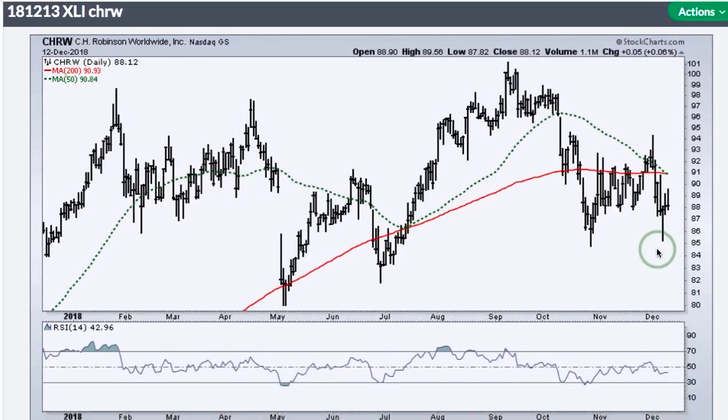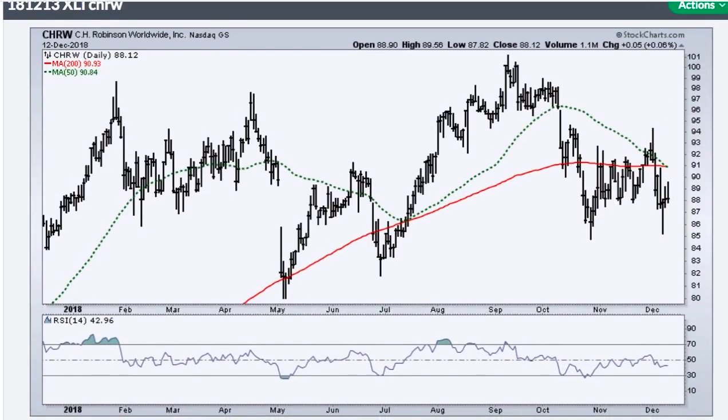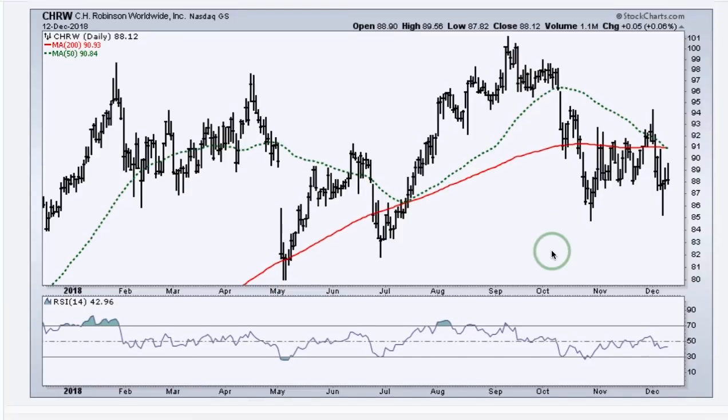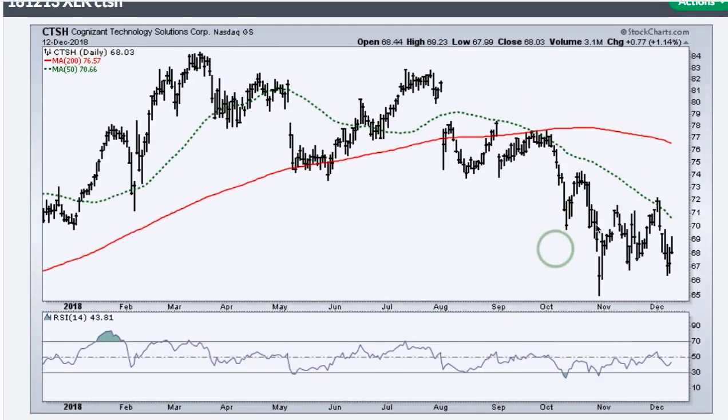And then we look at Chiron. This one is a little bit more obvious. You can see that we've got a breakdown here, move below the 200-day with a very sharp decline. And then we have kind of a wedgie-like consolidation and a break below that. So that points to lower prices for C.H. Robinson. Sorry, I didn't say Chiron. But it, of course, is part of the transportation group.